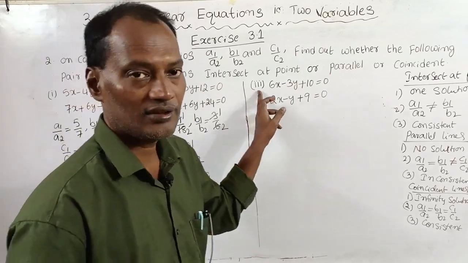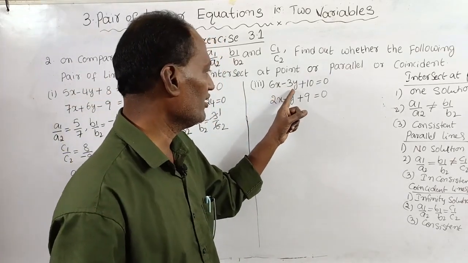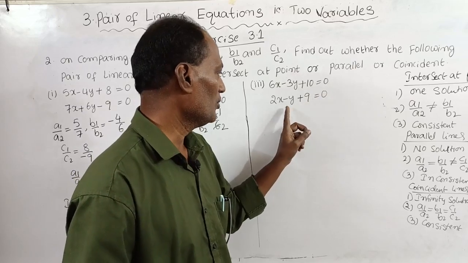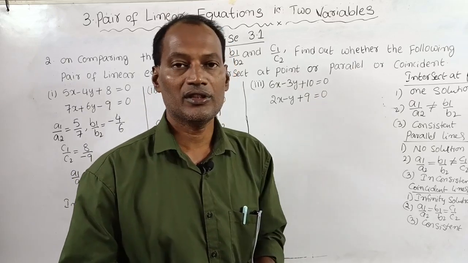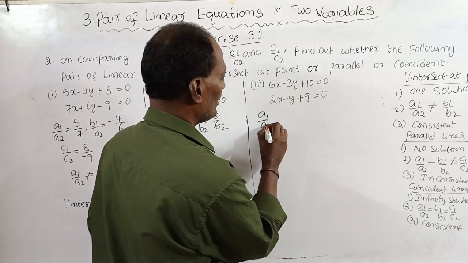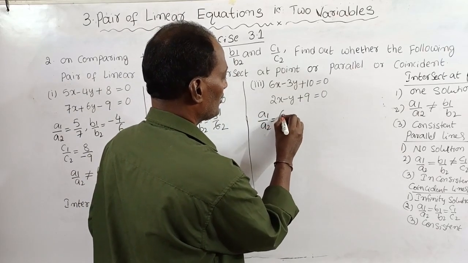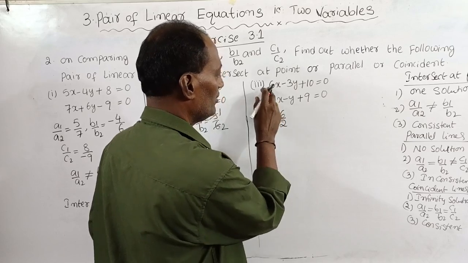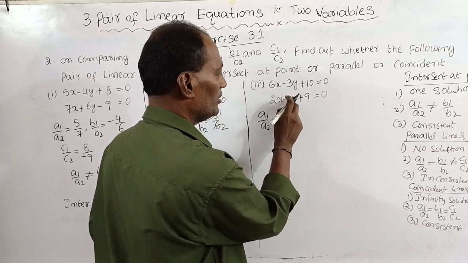Next, go to the third one. 6x minus 3y plus 10 equal to 0, and 2x minus y plus 9 equal to 0. We will write the fraction type a1 by a2. a1 by a2 equal to 6 by 2. These are a1, a2, b1, b2, c1, c2.